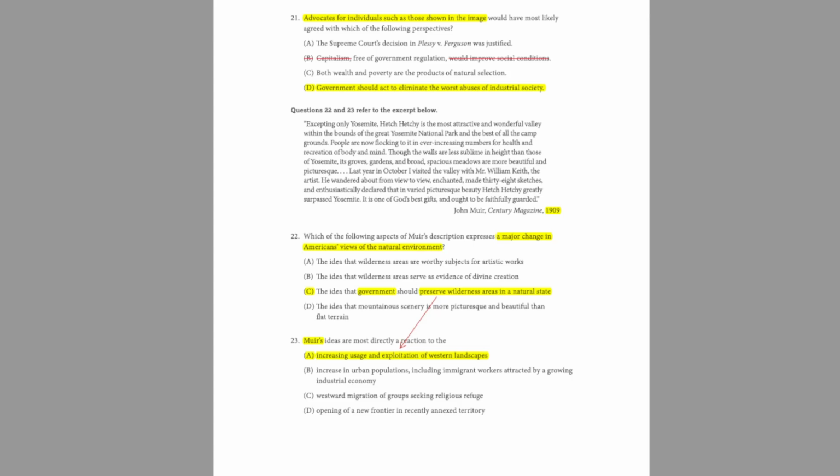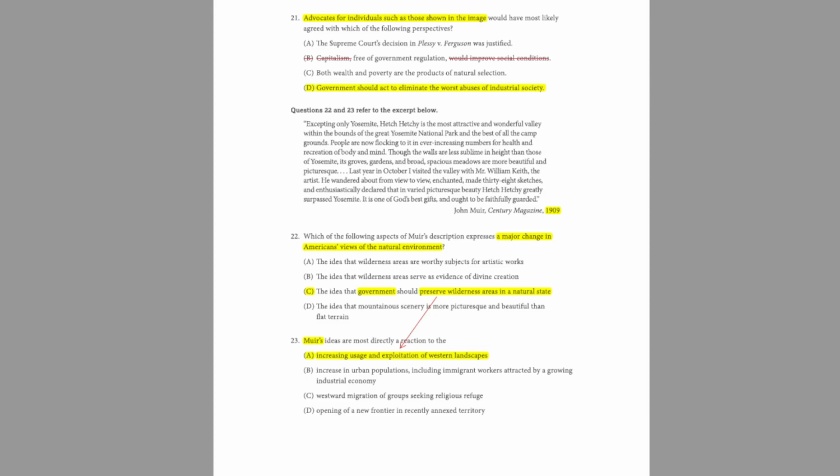Question 21. Here's where it helps to understand exactly what the question is asking. Advocates for individuals, such as those shown in the image, means people who wanted to help the poor, like Jacob Riis and other social reformers. What would those advocates have supported? They would have pushed for government intervention to improve conditions for the poor: housing laws, labor protection, sanitation reform, etc. That's exactly what D is saying. Government should act to eliminate the worst abuse of industrial society.